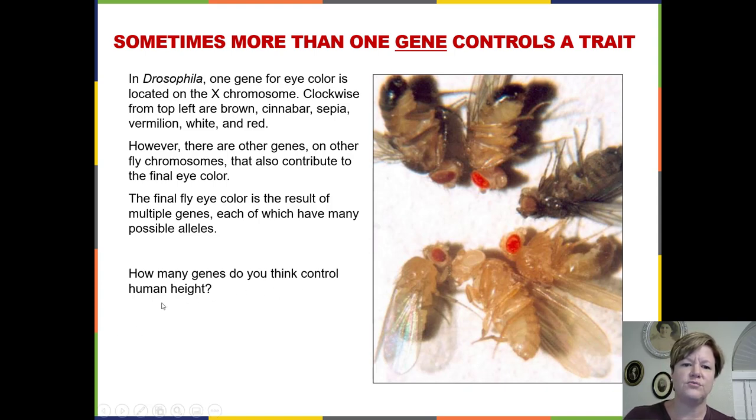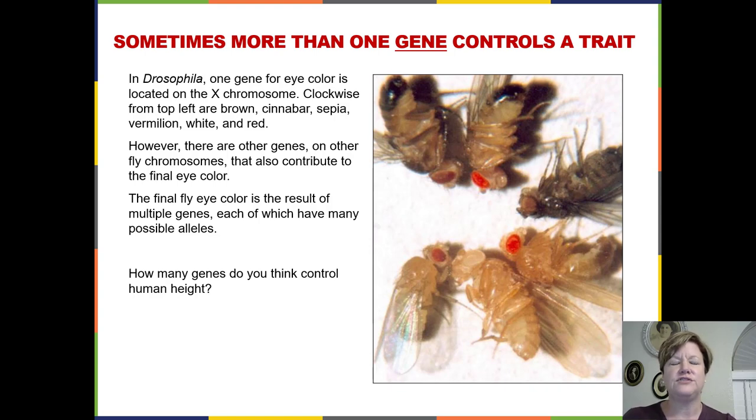How many genes control human height? If you think about it, your final height, I'm 5'7". What is that? That's a phenotype. It's something observable and measurable. But it's the sum total of a whole bunch of genes.